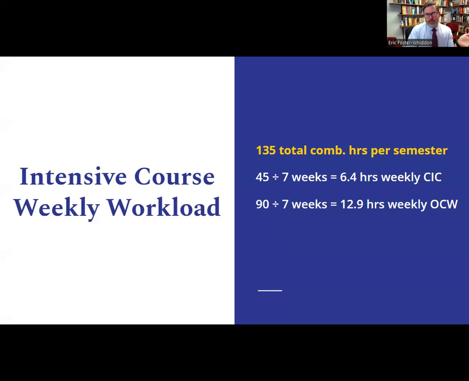Now, let's say if we were following that same 1/3 lecture, 2/3 out of class work division, and you divided those 90 hours of out of class work by 7 weeks, now you're looking at just shy of 13 hours of out of class work every week to reach that 135 total combined hours per semester. So, on a weekly basis, if we follow the same ratio of lectures and out of class work, over the course of 7 weeks, you would expect each week of a GSM course to have about 6.5 hours of lecture or some sort of content like lecture, and then just shy of 13 hours of out of class work.